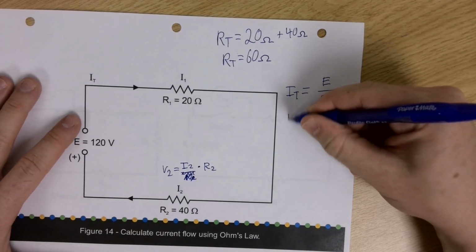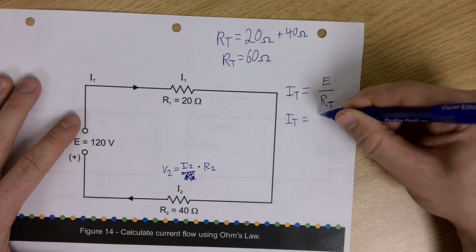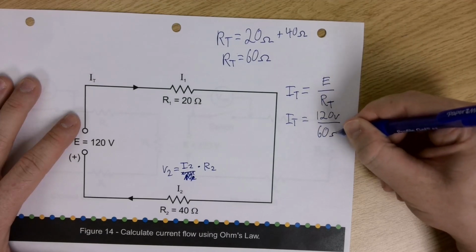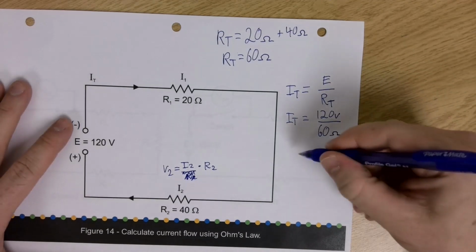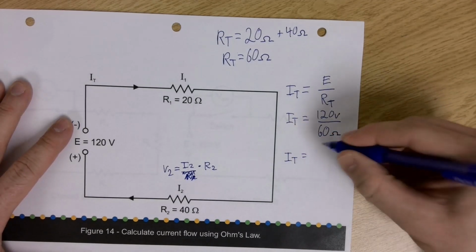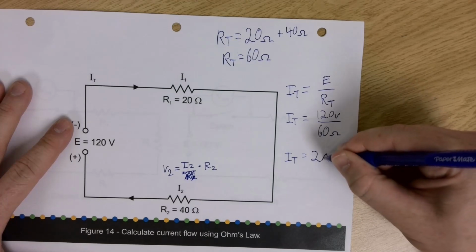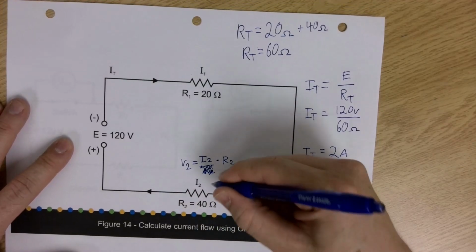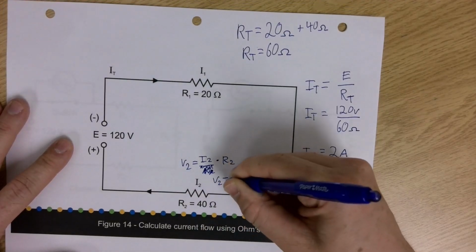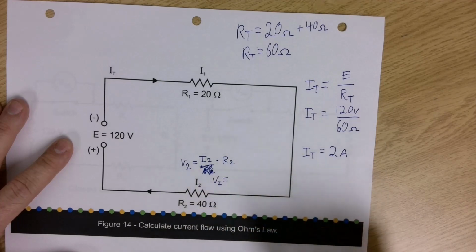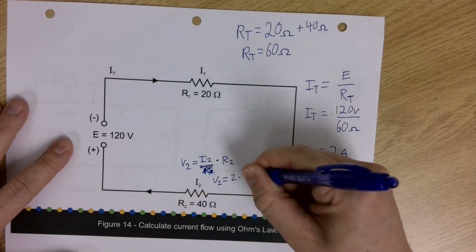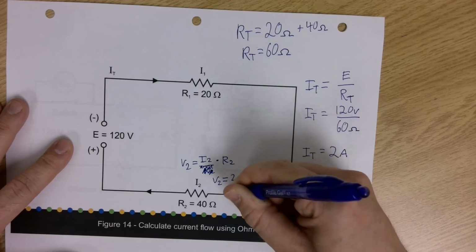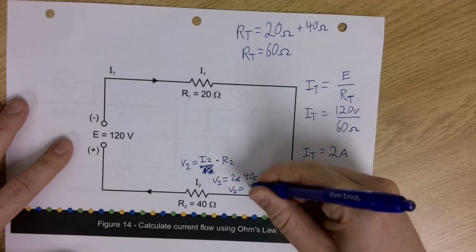So I total, now I can figure this out, is equal to 120 volts over 60 ohms. It's our friend Ohm who is coming to help us. And my I total is therefore going to be 2 amps. Which means now I can figure out V2, or the volt drop across the second resistor, or the second load, is equal to 2 times 40. Put our units in there. So my volt drop there is going to be 80 volts.